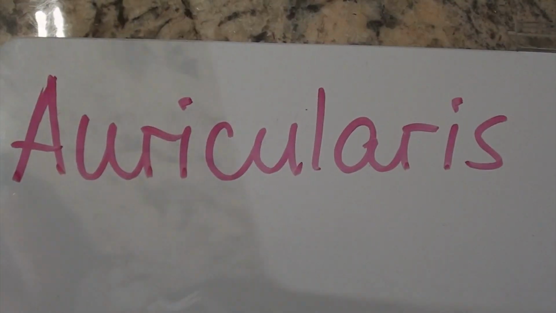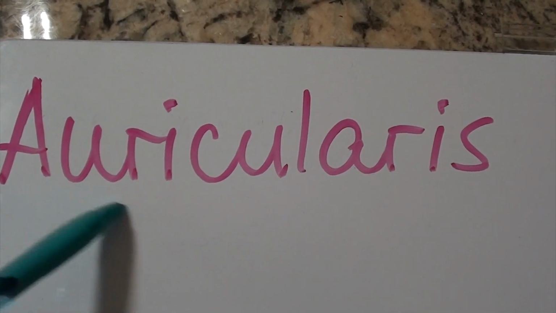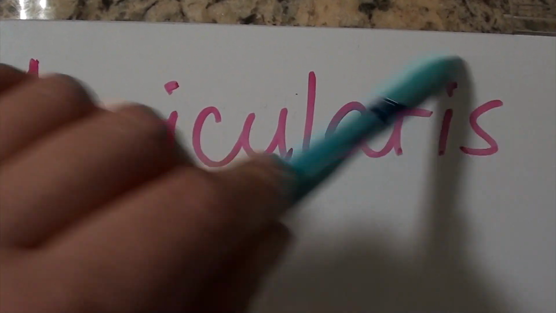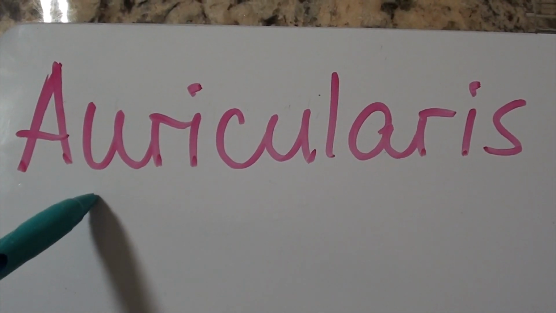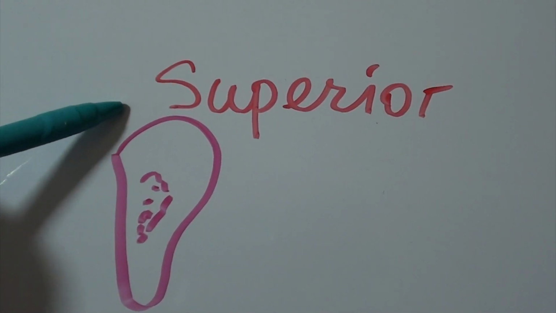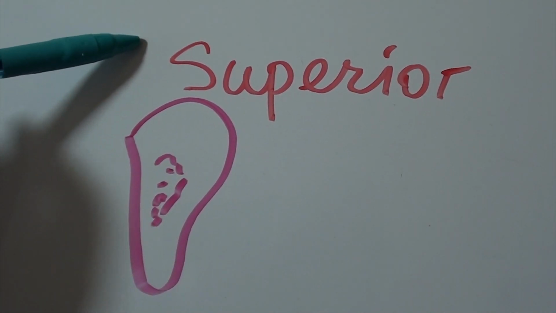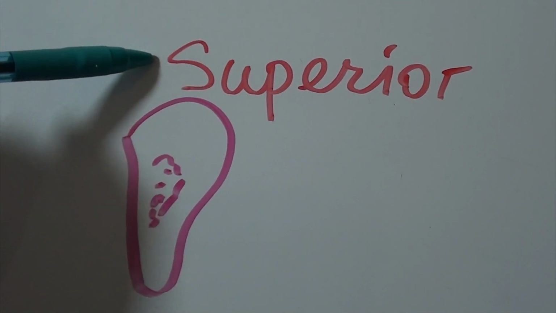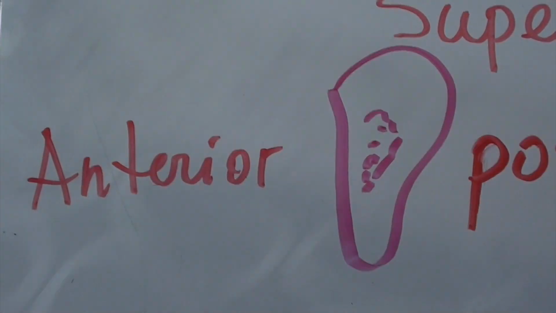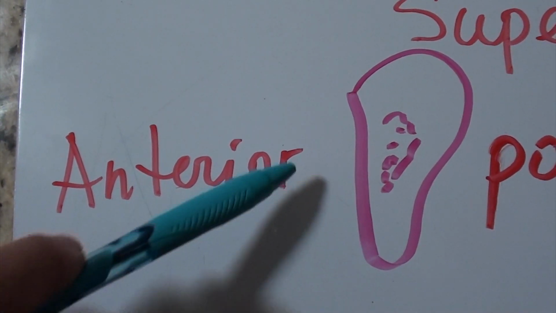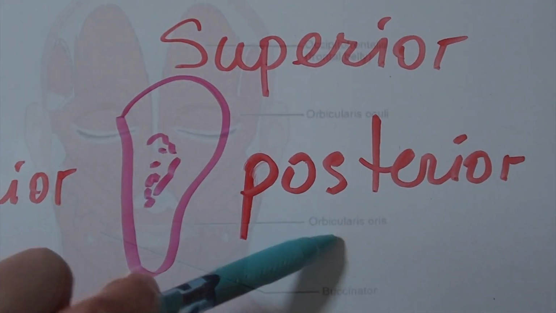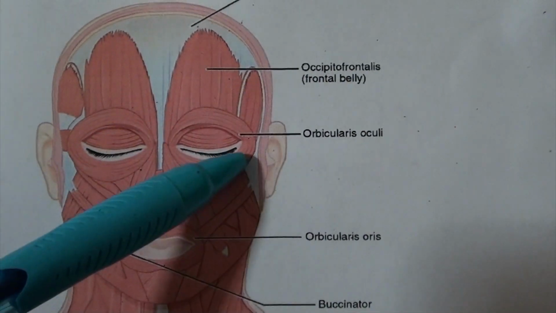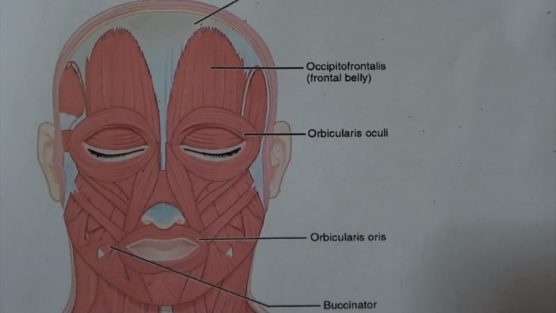Muscles of the ear. Blood supply. Anything with "auri" would direct you to the ear, and that's what the questions usually are. Auricularis is where? As I said, superior in cosmetology is always on the top area. So auricularis superior is on the top of the ear. Auricularis anterior is in the front of the ear, and auricularis posterior is in the back of the ear.